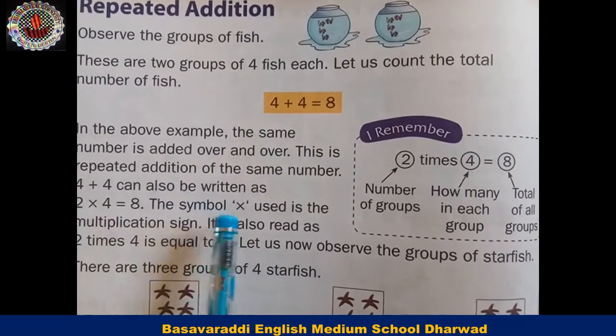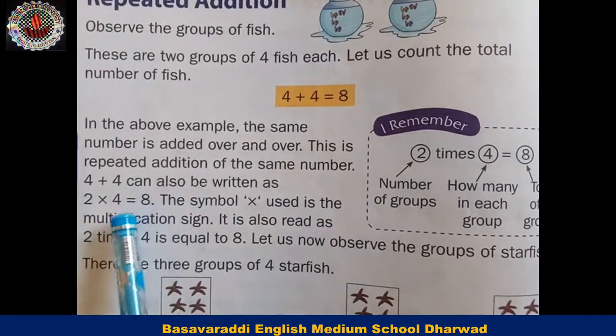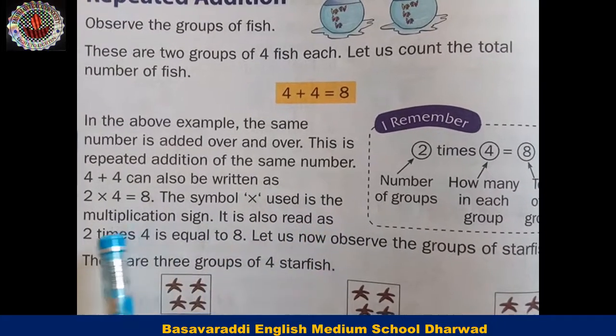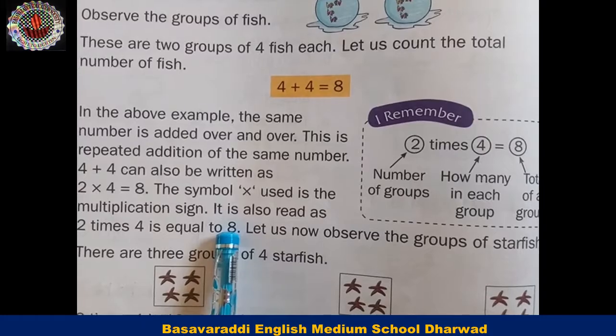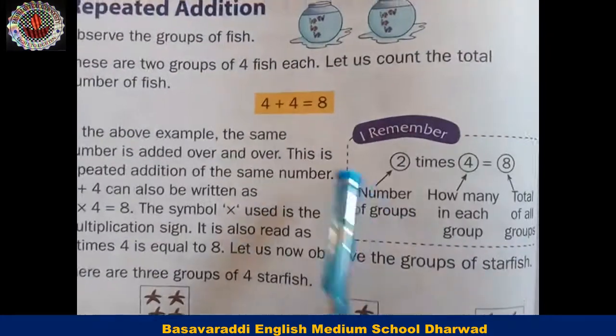This symbol is the multiplication sign. So, we use the multiplication sign. It is also read as 2 times 4 is equal to 8. So, let us observe the group of starfish. Now, here what is this one?